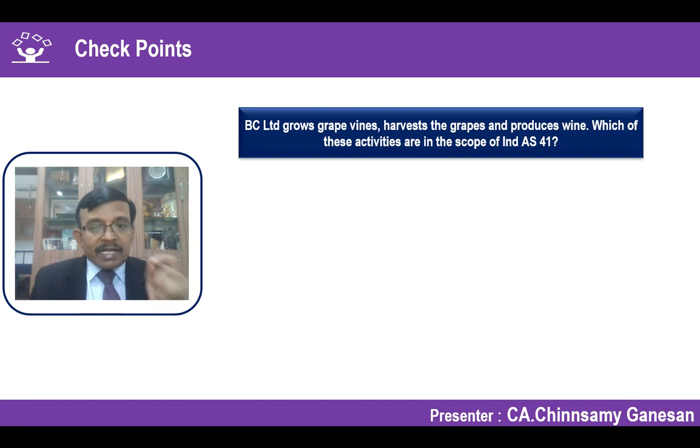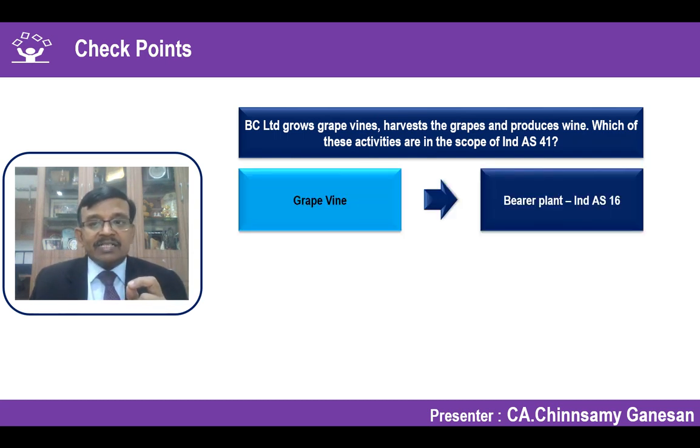First thing is, grape vines is a living plant, so it is a biological asset, but it is a bearer biological asset. It is not consumed. The grape vines itself is not consumed. It is capable of generating the agricultural produce over a cycle. So it has more than one cycle of production. So this is a bearer plant, and that plant should be accounted as per cost model in Ind AS 16. Goes out of the purview of Ind AS 41.